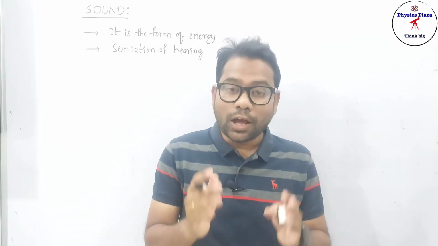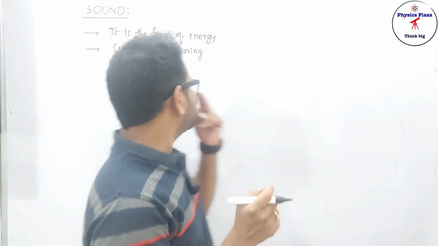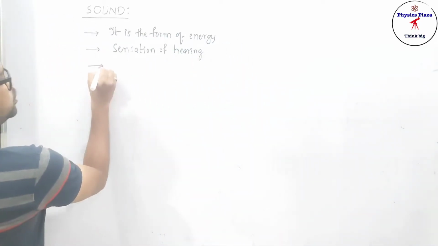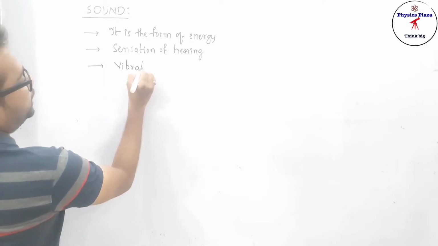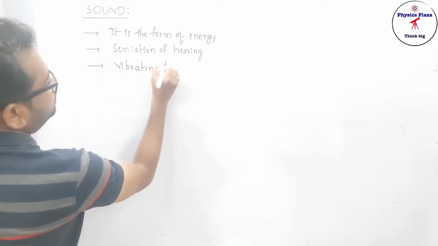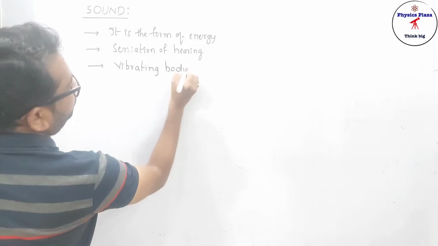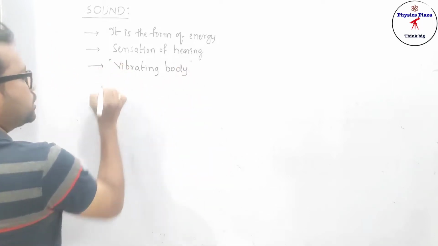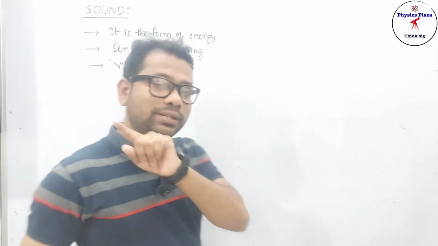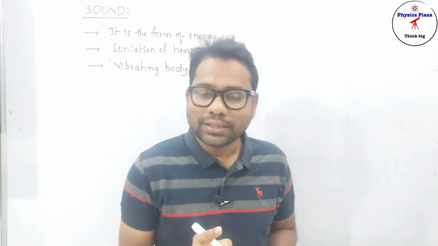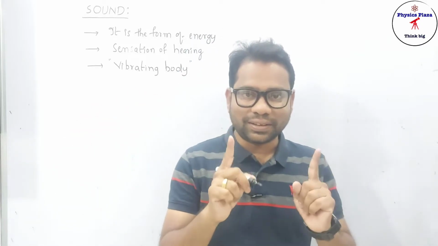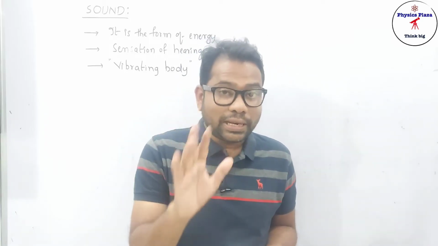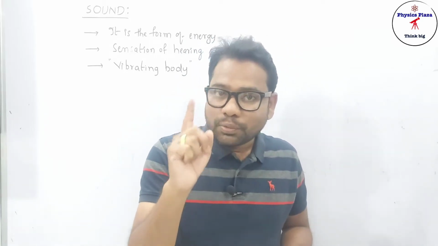That's fine. Then how is sound produced, children? Can you guess? Yes, children. Sound is produced by vibrating bodies. I mean, vibrating bodies can produce sound. Very, very important. So a vibrating body can produce sound.